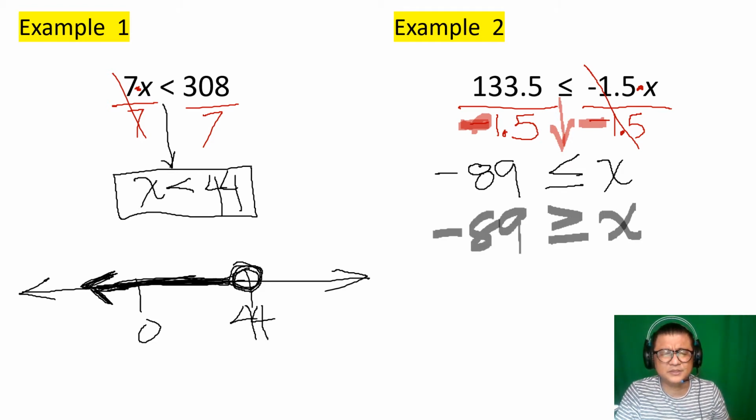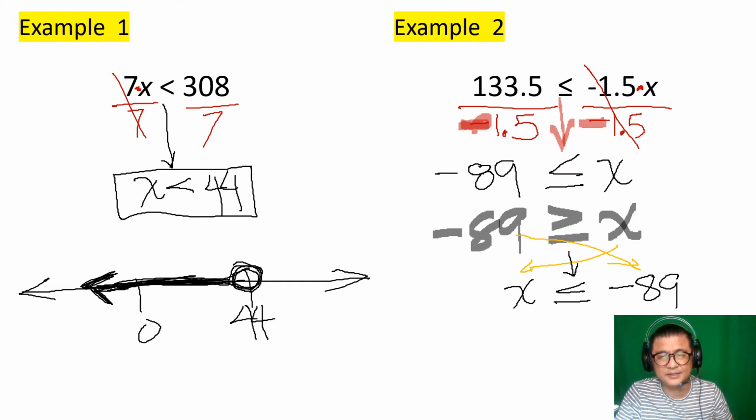But you know what? Some kids don't understand that. They want the x to be on the other side. Oh, if I want the x there and the number over there, so let's adjust that. That becomes x here, negative 89 there. But when you do that, you flip that again. All right? So let's box that.